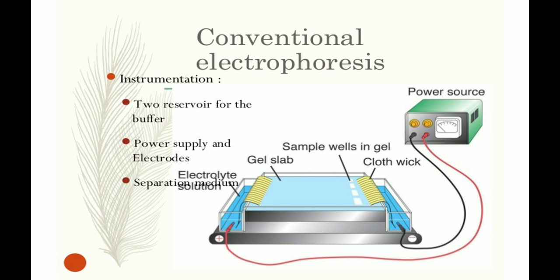The electrodes you see, black and red, are the electrodes. One is the cathode, one is the anode. And you can also see there is a separation medium. The blue color is an electrolyte solution. Then you can see there are some wells. In the wells we have to pour our solution, the chemical sample, into those wells.